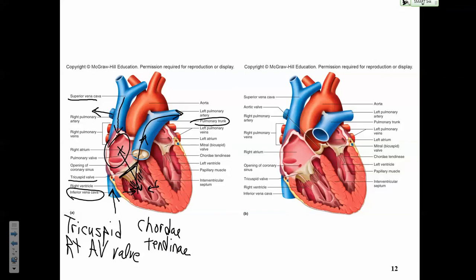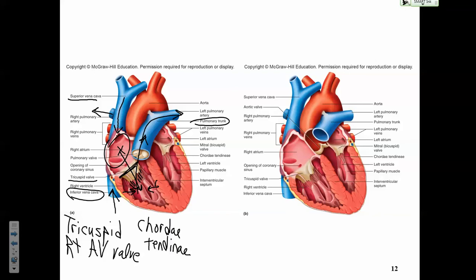You might notice it's blue in color, which represents deoxygenated blood. You may have thought that arteries carry oxygenated blood and veins carry deoxygenated. That's true if you're talking about arteries and veins of the systemic circuit. But this is an artery of the pulmonary circuit.